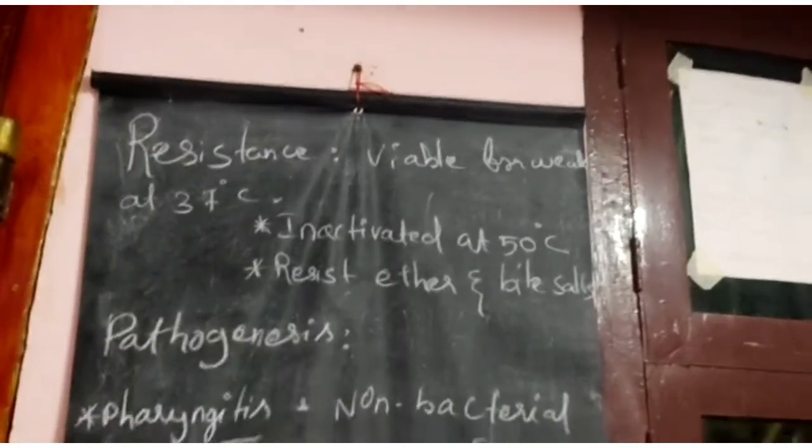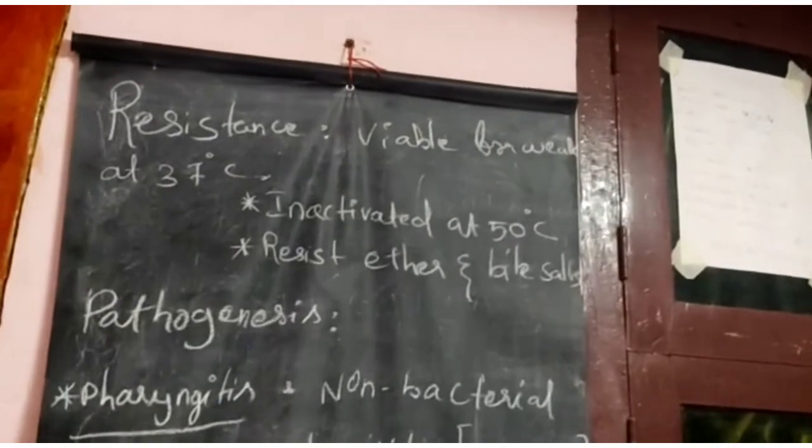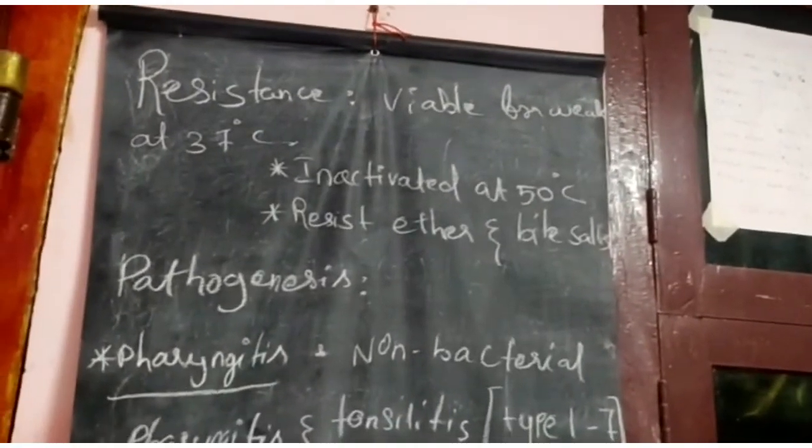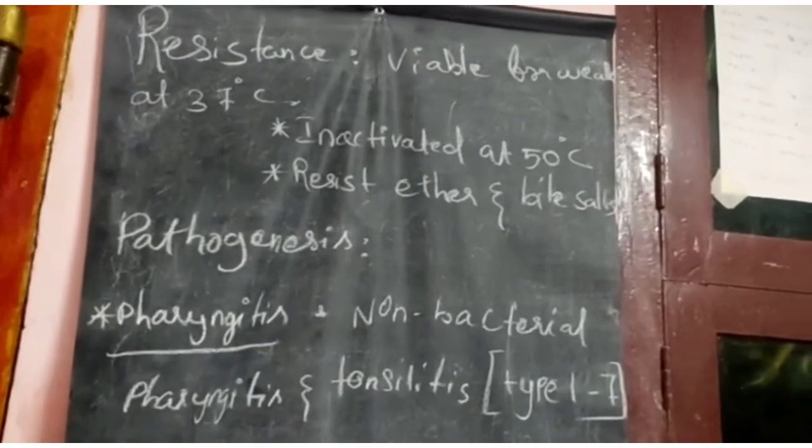Now go to the resistance. The adenovirus remains viable for a week at 37 degrees Celsius, and it is rapidly inactivated at 50 degrees Celsius. It can resist ether and bile salts.